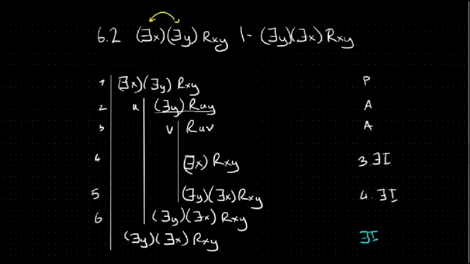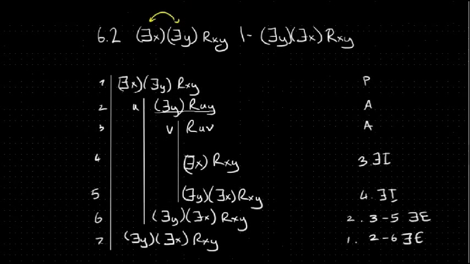So that lets us introduce on line 6 EyEx rxy, and that's going to have been from line 2 and then lines 3 to 5, existential elimination, existential introduction, and then line 7 again, same thing from line 1, and lines 2 to 6, existential elimination. Okay.